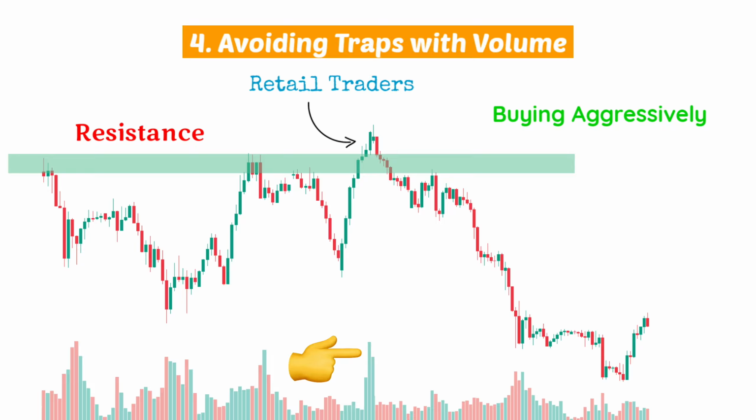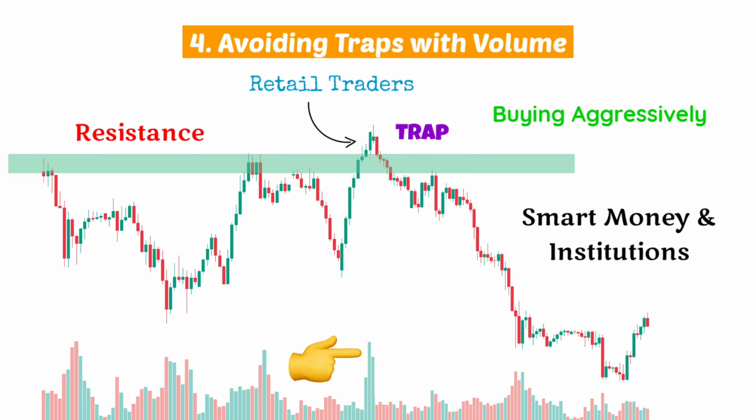Why does this happen? Because sometimes this is a trap created by smart money or institutional traders to book profits. Large players who accumulated positions at lower prices need buyers to sell their holdings. So they trigger a fake breakout, attract retail buyers, and then sell their positions into that buying pressure before exiting the market. That's why you should never buy a high-volume breakout purely because of FOMO.